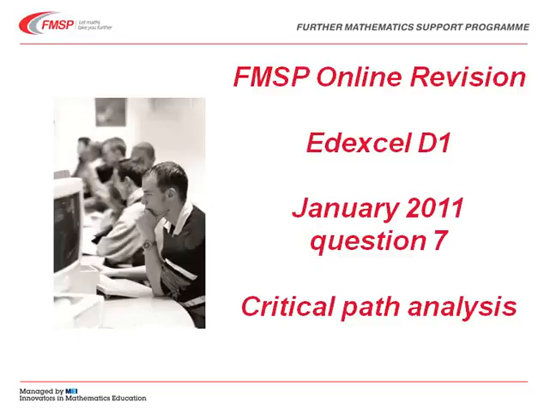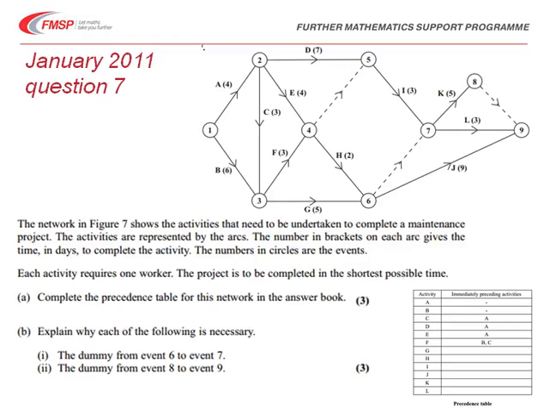In this video I'm looking at the solution to question 7 of the January 2011 Edexcel D1 paper. The topic of the question is critical path analysis. In the question we're given a network in a figure which shows the activities needed to complete a maintenance project. The activities are represented by the arcs, and the numbers in brackets are the time in days to complete the activity. The numbers in the circles are the events.